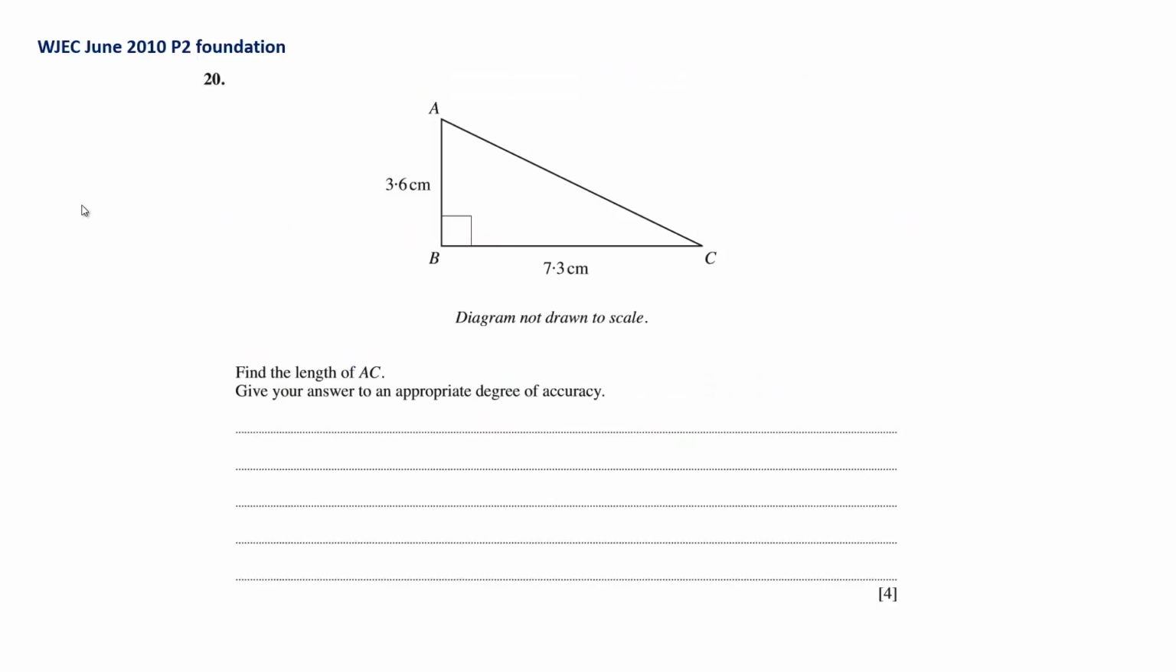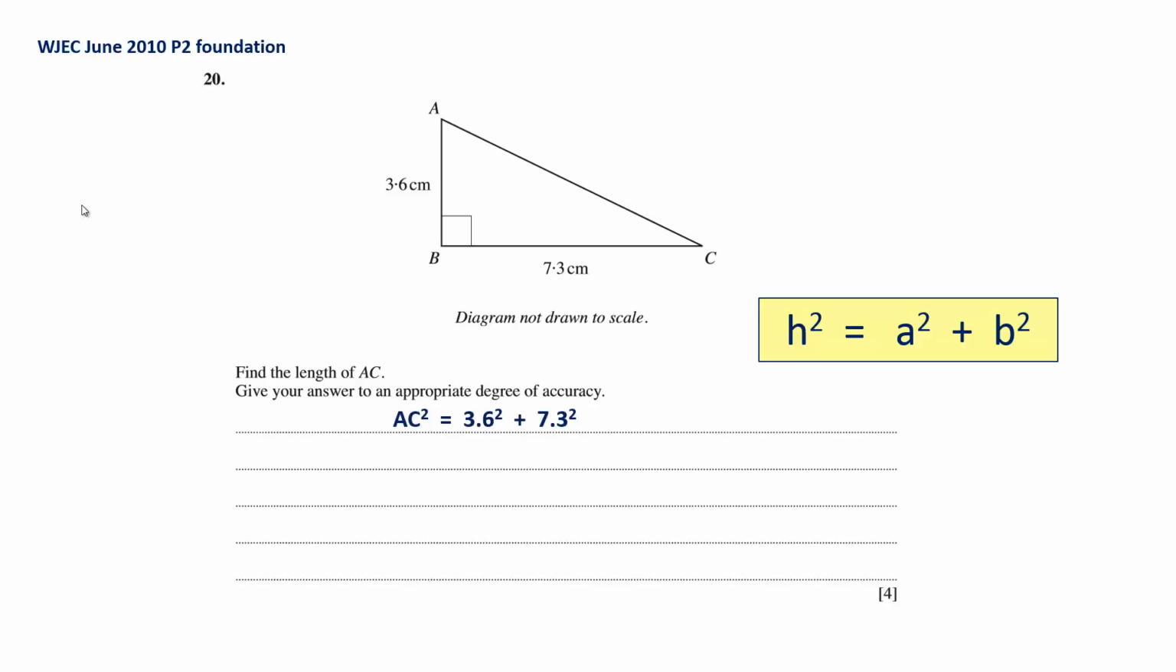So here is an exam question from the WJEC from June 2010. Now there's Pythagoras' theorem. H squared equals a squared plus b squared, and we need to find the length AC. Notice AC is the hypotenuse. It's opposite the right angle. So we just write it down like that. AC squared is 3.6 squared plus 7.3 squared. And from here on in, it's just a matter of pressing buttons on the calculator.